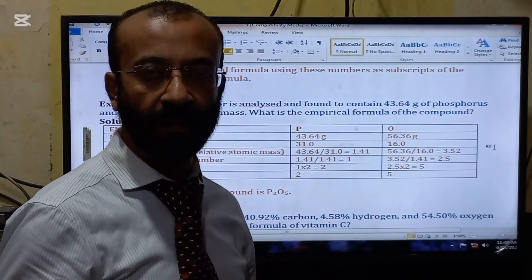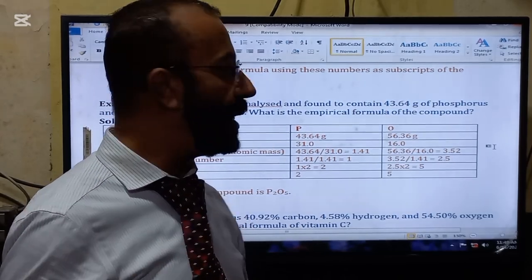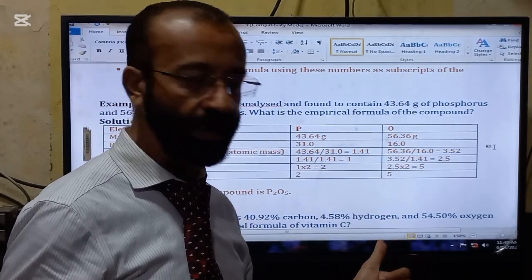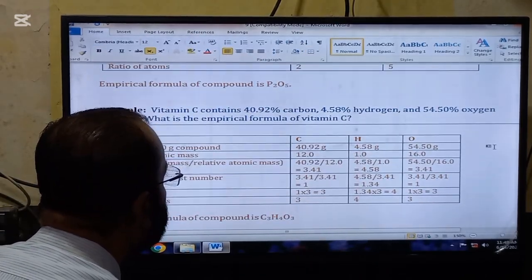So these are the steps. First you have to learn these steps, and these are the applications of these steps. Look now, another question is here. Things will be more clear.